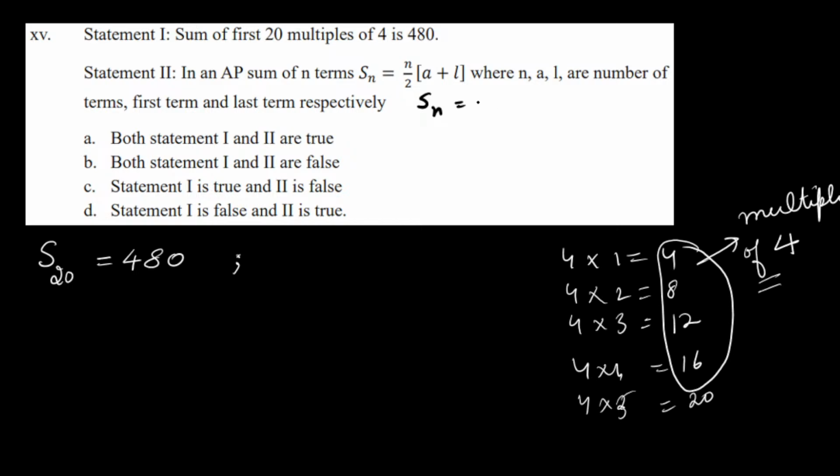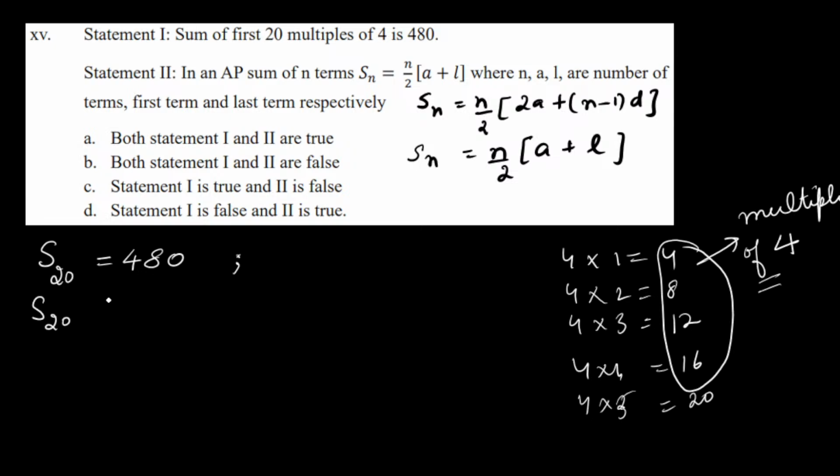Sn is equal to n by 2 into 2a plus n minus 1 into d. And we have another formula also: Sn is equal to n by 2 into a plus l. So these two formulas are there. We can make use of any of the formulas and find the value of S20. So I am just going to find the value of S20.